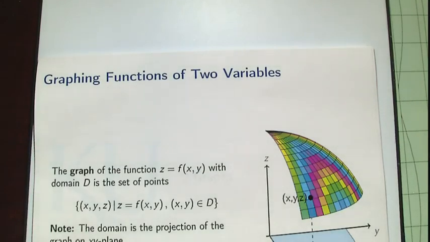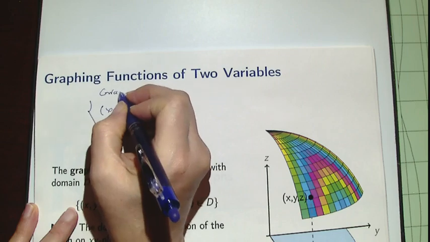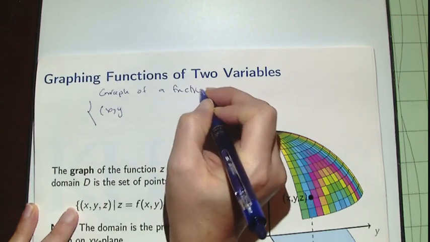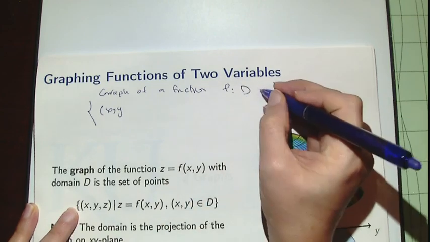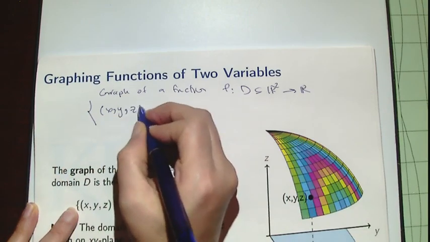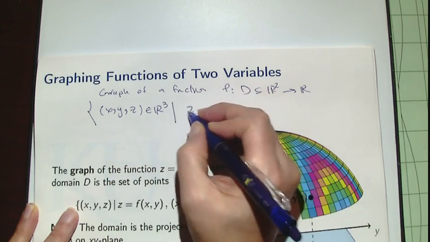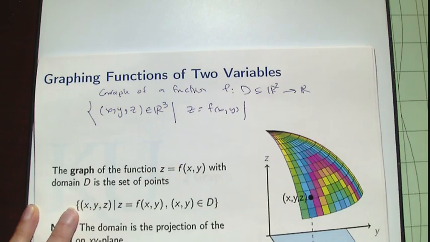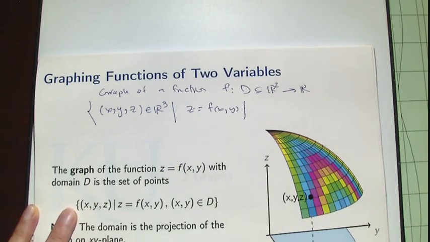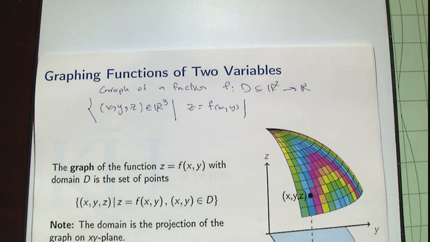The last thing that I talked about was the graph of a function. What is a graph of a function? The graph of a function f from a domain D, a subset of R2, to R, is all the points x, y, z in R3 such that z is equal to f of x and y. So take a point x, y in R2 and embed R2 as a subset of R3. What is embedding? It means that you put z equal to 0. That's when R2 becomes a subset of R3.